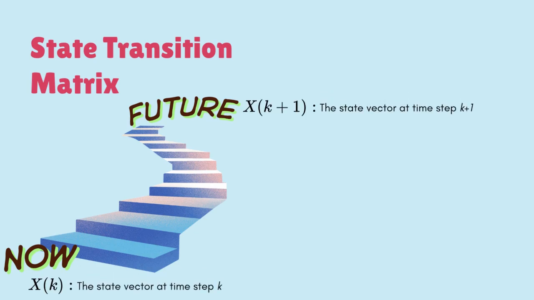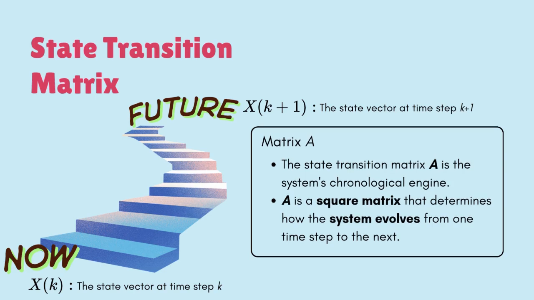You need to think of matrix A as the absolute rule. It's literally the engine driving your system forward from one step to the next. It is a square matrix, meaning n by n dimensions, and its entire job is to take your current state vector and mathematically transform it into the next time step state vector. If you understand matrix A, you hold the key to the entire dynamical system.